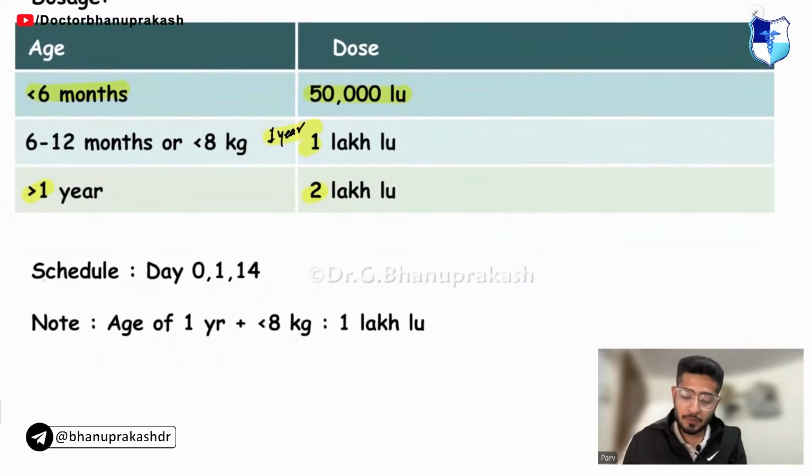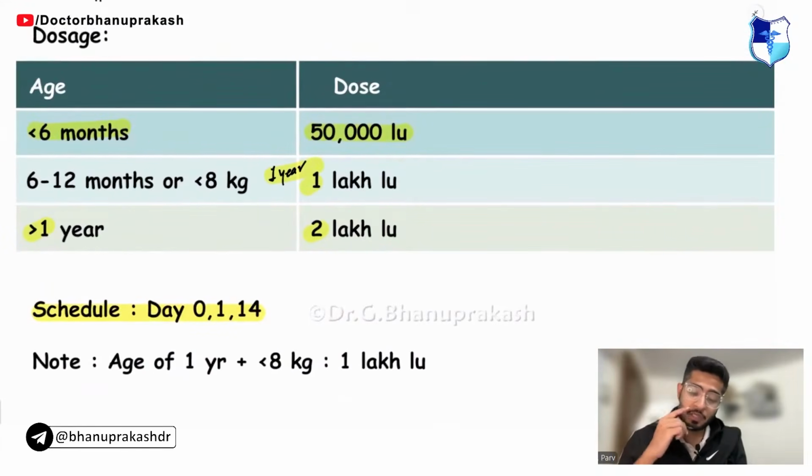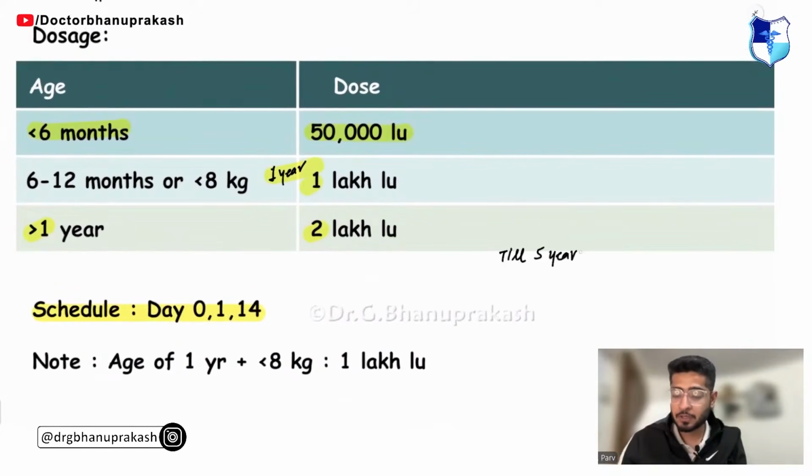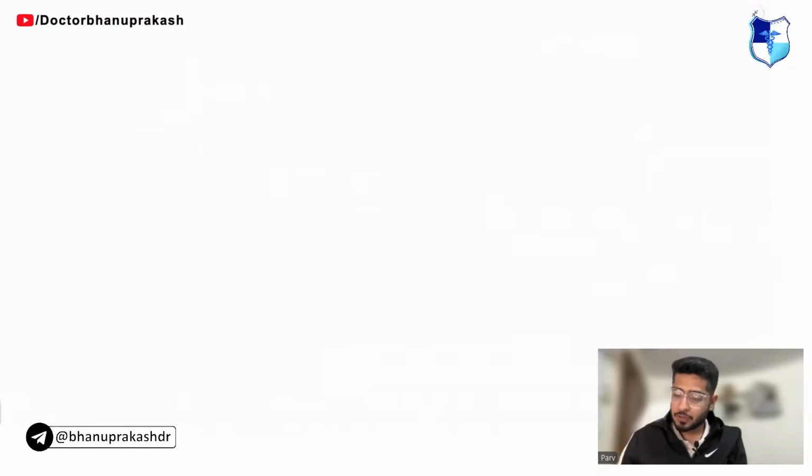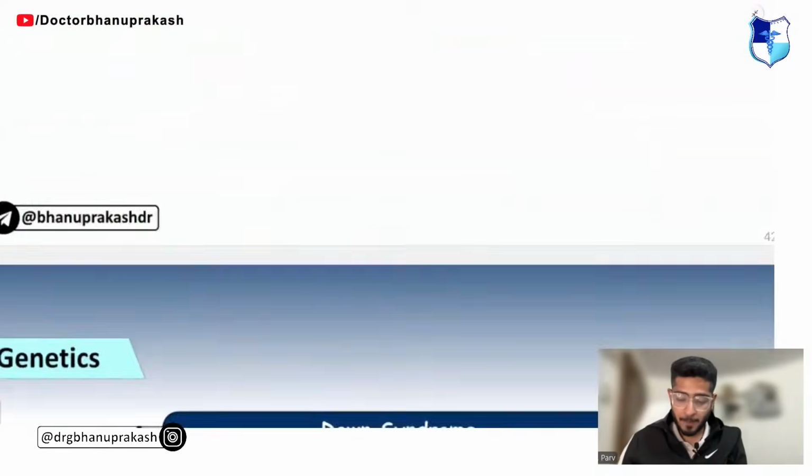What is the schedule? The schedule is going to be day 0, day 1, and day 14. Until how long are you supposed to give it? Till 5 years of duration, or you can remember till 5 years of age of the baby.